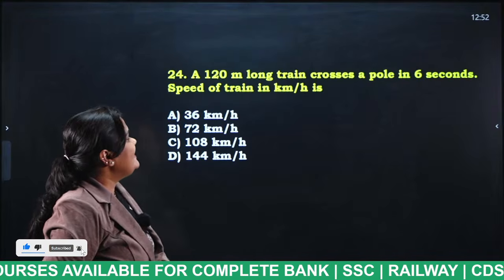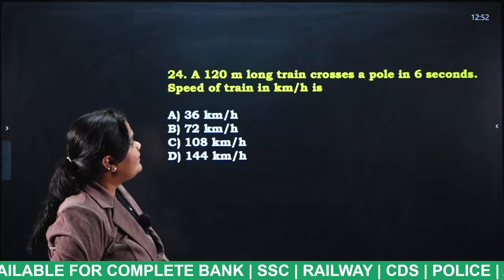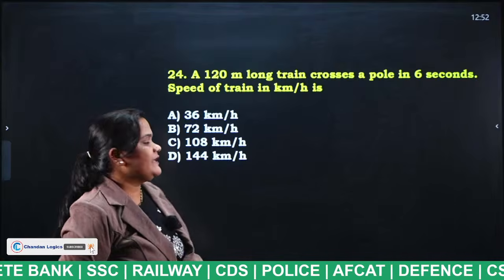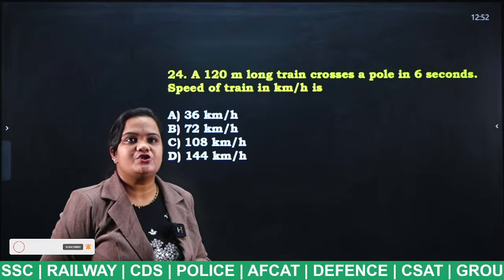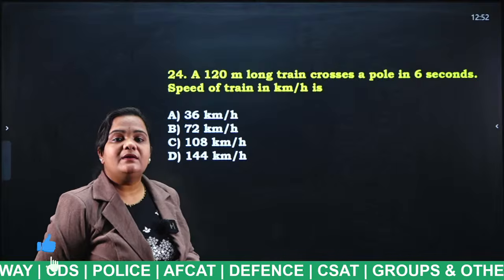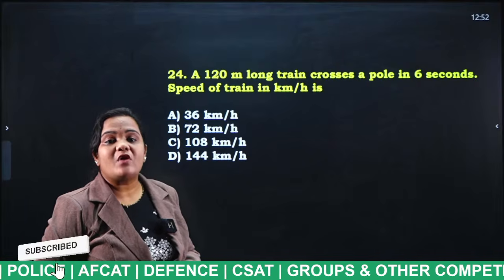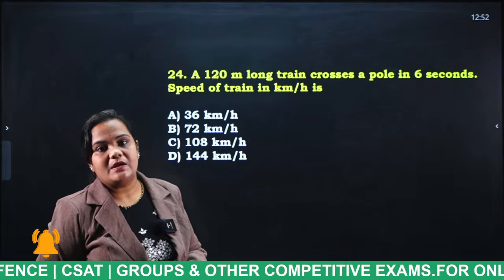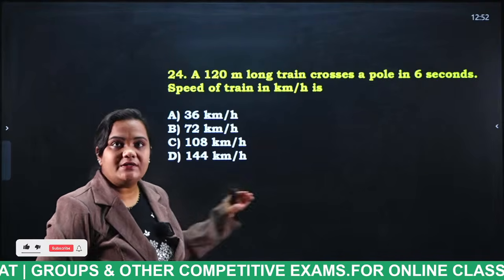A 120 meter long train crosses a pole in 6 seconds. The speed of the train in kilometers per hour is? Now try to solve this question, students. So you all know that distance is nothing but speed into time, or speed is equal to distance by time. So from this formula, try to solve this.